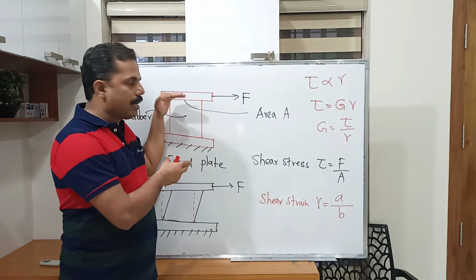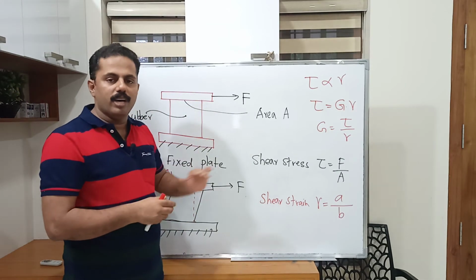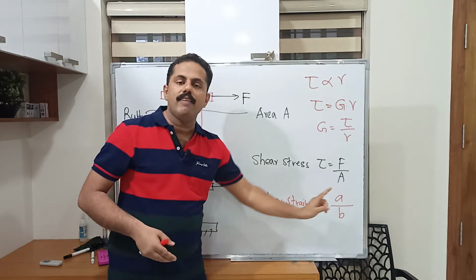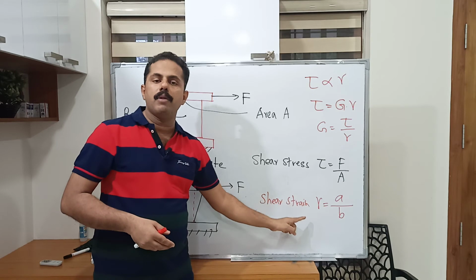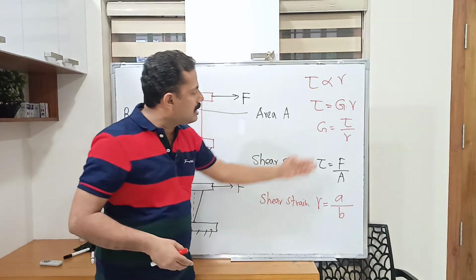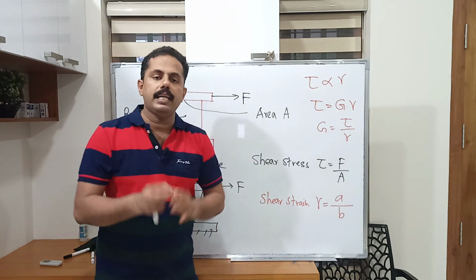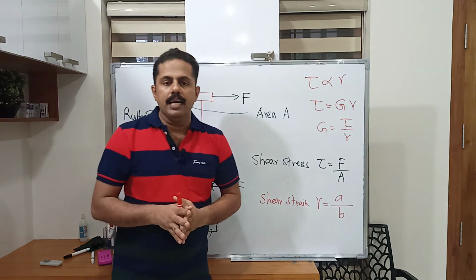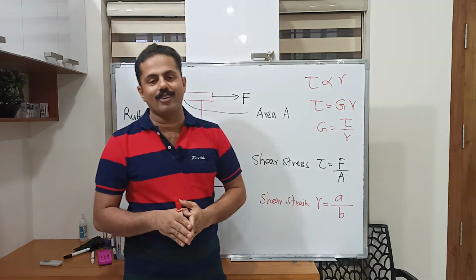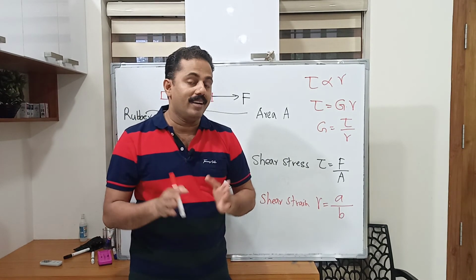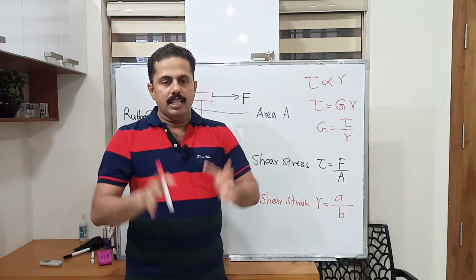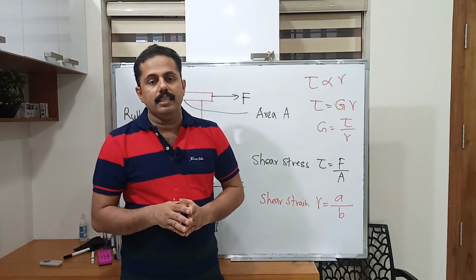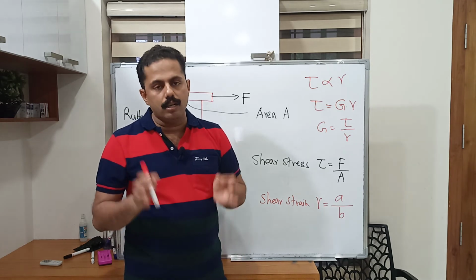In both cases, the rubber block as well as the steel block, you are considering the same F, so you have the same tau values and the same B value, but your A value is small in the case of steel and the gamma value is small. Of course, for tau by gamma you expect a higher value for the steel block. So steel has a higher modulus of rigidity as compared to a rubber block. A material having a higher modulus of rigidity is very difficult to deform.